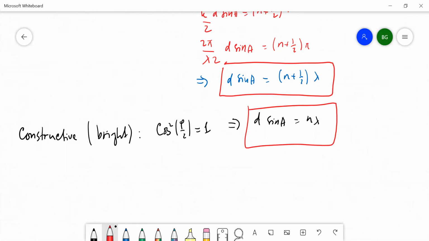Okay. Is there any question for this case? Any question? No, okay. If not, let us continue.